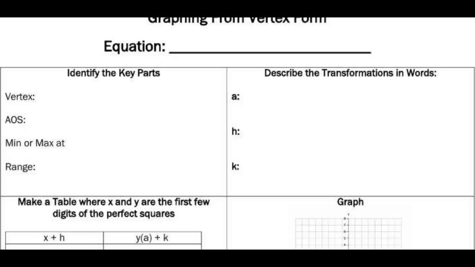Okay, what we're doing today is I'm going back and I'm reviewing everything we did Wednesday, Thursday, Friday last week. So I want to make sure you know exactly what it means to graph a quadratic function from vertex form. So that means you need to know what vertex form is. So what is the equation of a quadratic in vertex form?